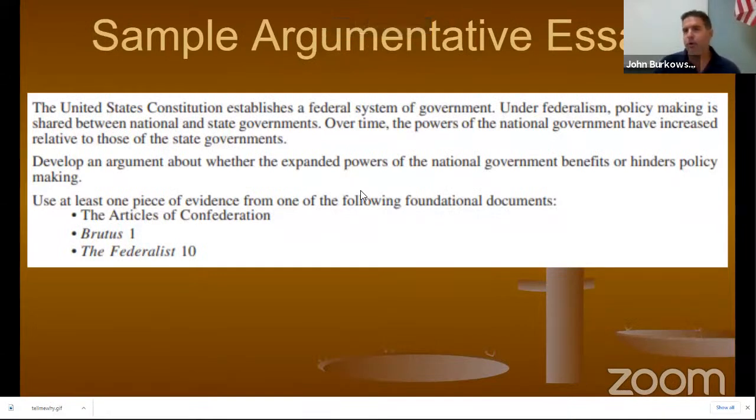This is a sample argumentative essay, another one. It actually uses almost the same foundational documents, Brutus 1 and Federalist 10. We got to get into those, but this one uses the Articles of Confederation. It is a different question about the federal system of government, federalism, policymaking, national government powers having increased relative to state governments. Here it is. See, little context, little background. But there it is. Develop an argument whether the expanded powers of the national government benefits or hinders.